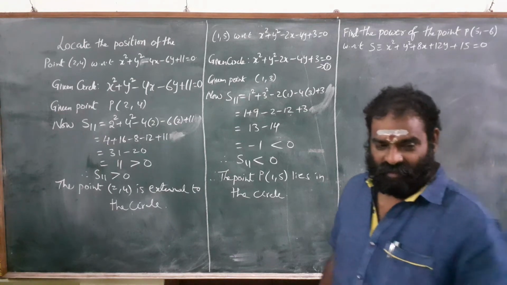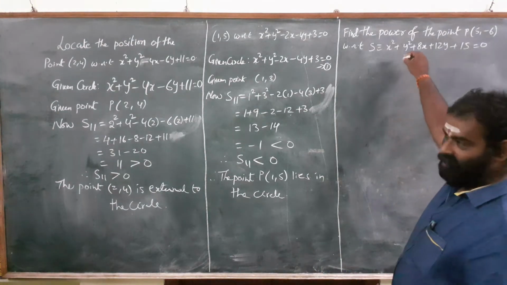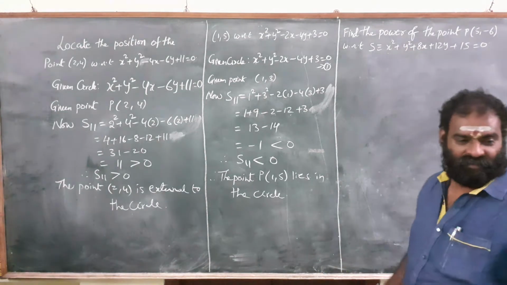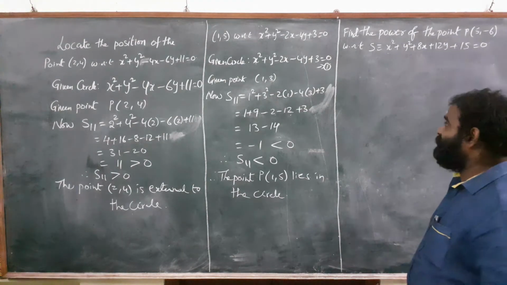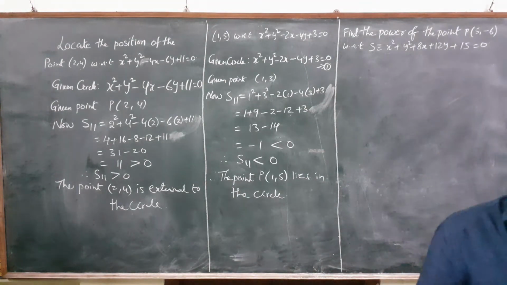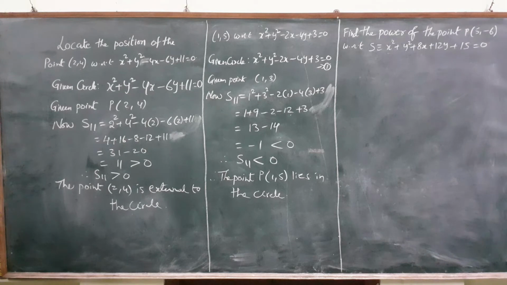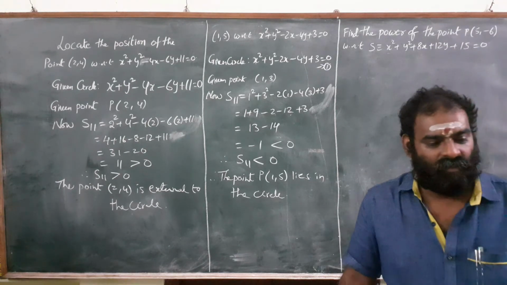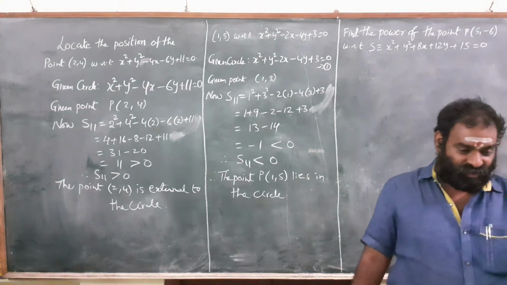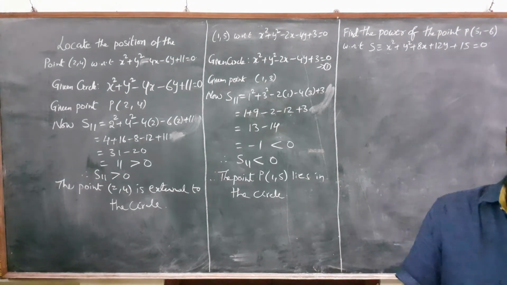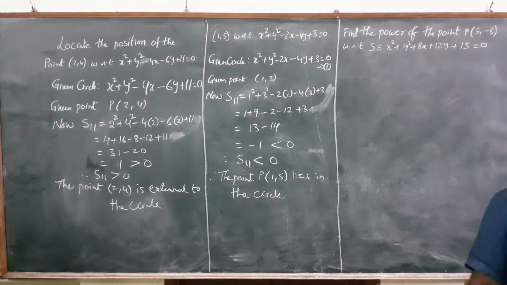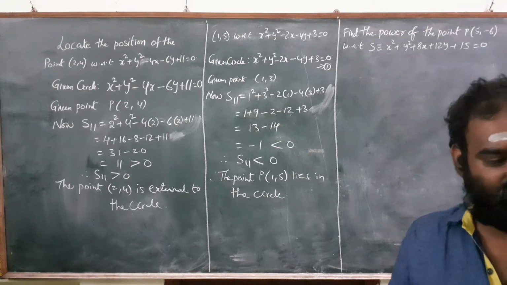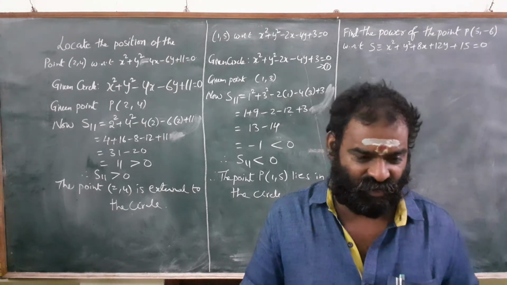Okay. Next. Here, one more problem is here. So what is it? Find the power of the point. What is the power of the point already? I told you in the concept class, you go through it once more. What is the power of the point? CP square minus r square. You have to find the power of a point with respect to a circle S identical to 0.